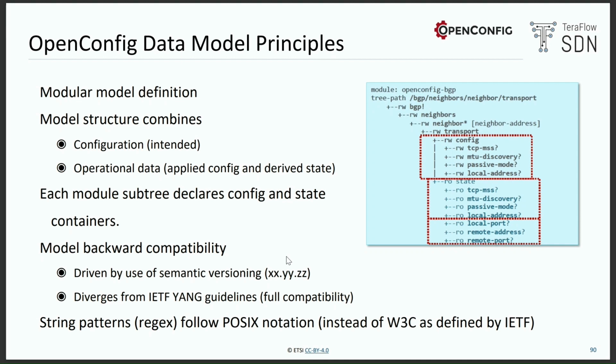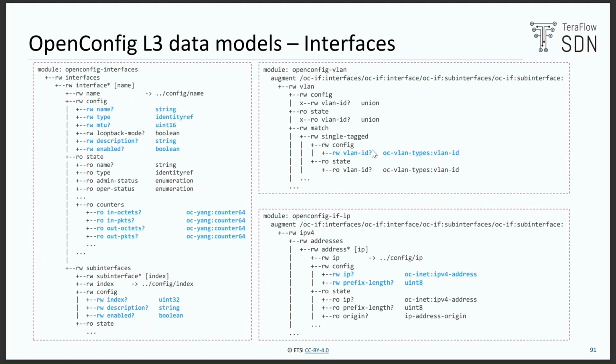You can see here a small example on BGP, which shows the aspect of this kind of trees for OpenConfig. Here I'm providing some examples of the OpenConfig data models that we are using right now in the TeraFlowSDN controller.